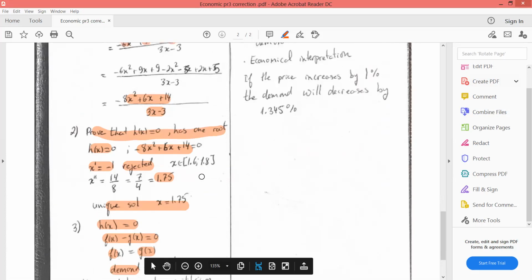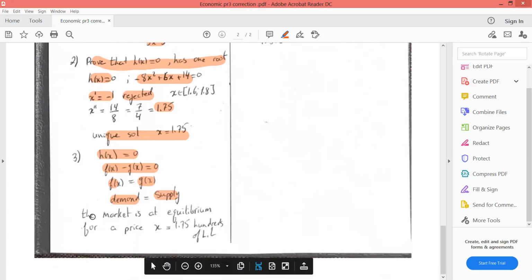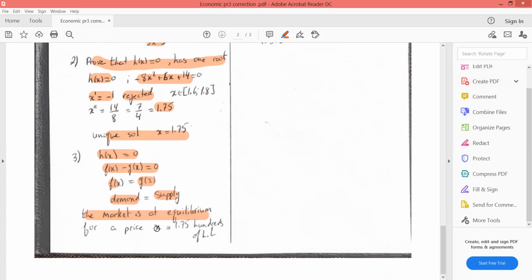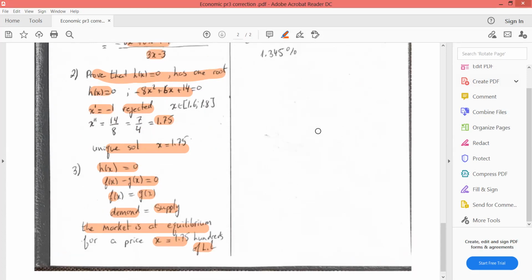What is meant by demand equal supply? What do we call this point? Equilibrium. Equilibrium of what? Of the market. Yes. And we say the market is at equilibrium for a price x of 1.75 hundreds of Lebanese lira. So the market is at equilibrium, demand equal supply. Suzanne, is the cost equal revenue, what do we call it?